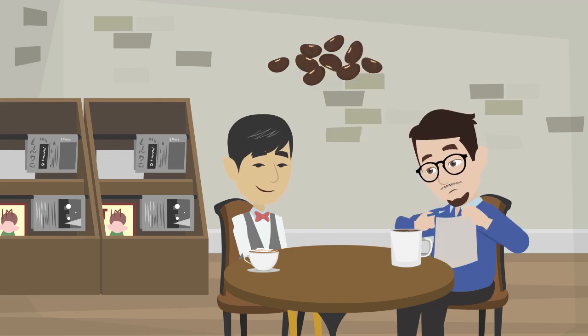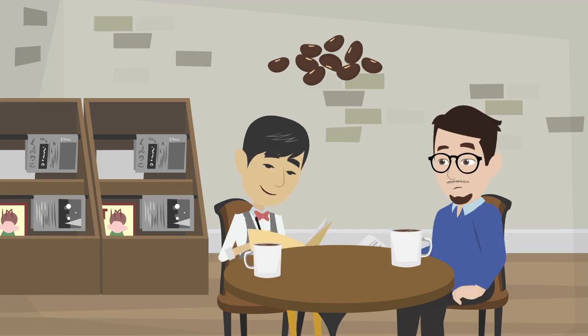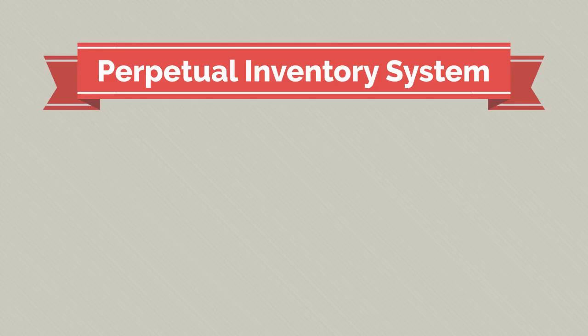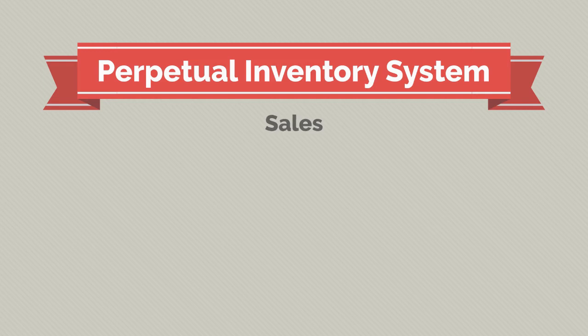Tom gives you a list of Loaf Cafe's financial activities for the month, and you quickly draft up the perpetual journal entries for him. When recording sales in a perpetual inventory system, there are 2 journal entries required. The first entry is to record sales.